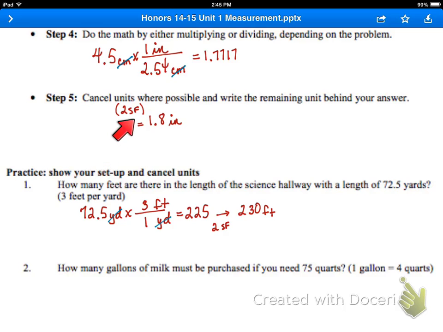So I forgot to mention this. Once we have our answer, we have more digits than we need, but we know that 4.5 only has 2 sig figs. So the answer is also going to have 2 sig figs, and we're going to round to 1.8.